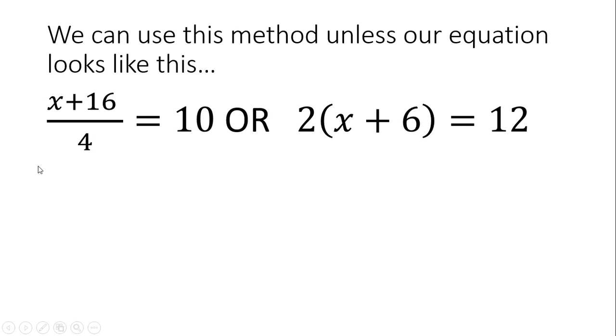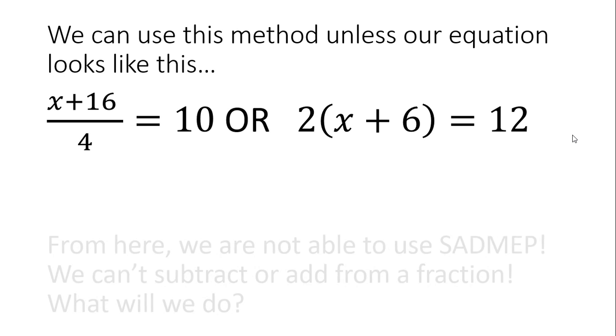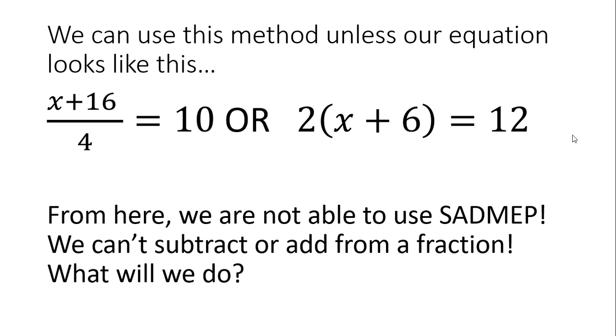If they look like fractions, or if they look like distributive properties, then we are not using SADMEP in order to solve these. We are using regular, schmegular, PEMDAS in the forward direction in order to solve these, okay? We can't subtract or add from a fraction. So for example, if I tried to subtract 6 from here, I could not do it because this 2 here is saying I'm multiplying 2 times x and 2 times 6.